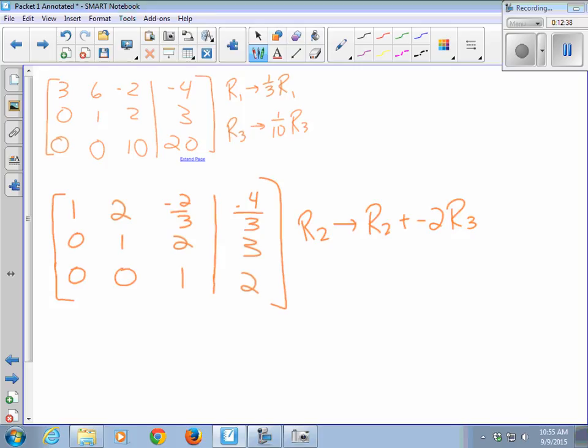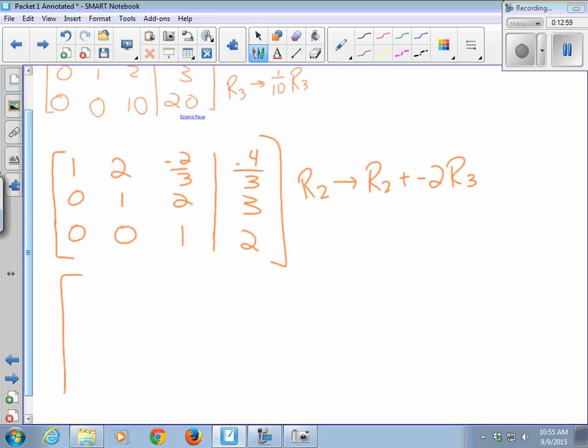Or you can just subtract. I always have sort of an algorithm in my head: the row I'm changing becomes the row itself plus a multiple of another row. So I just always immediately write that plus down, and then I decide what the multiple is. All right, so row 1 stays the same.